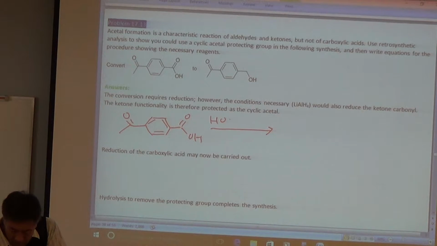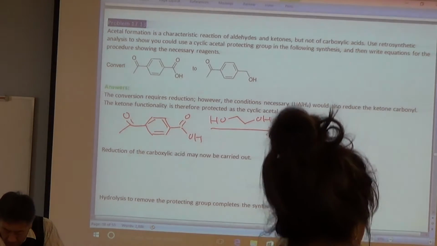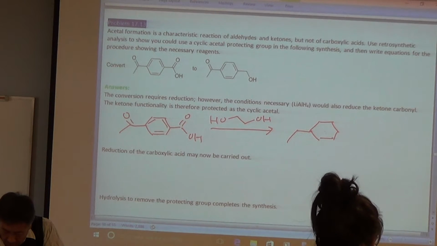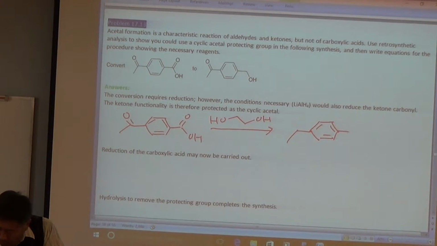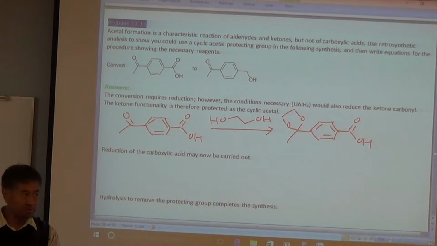We will use this diol. The diol here did not react with your acid. Instead, it reacted with this ketone, and this produces the acid.